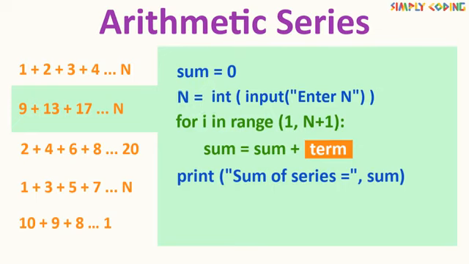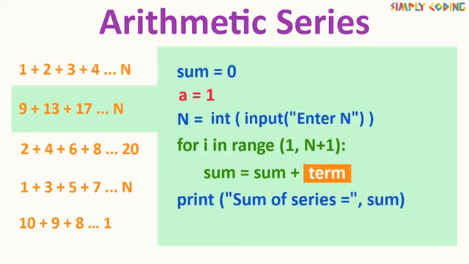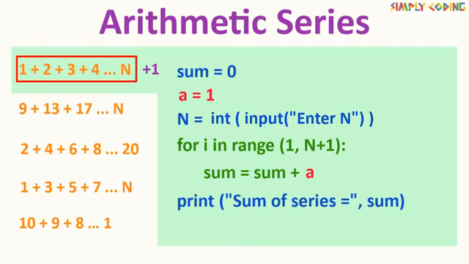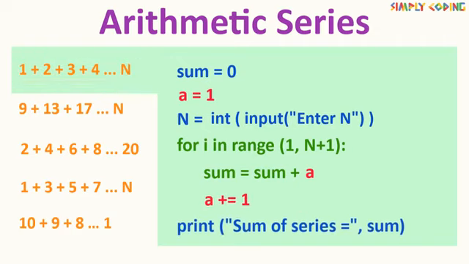We will use a new variable a to represent each term of our series. a will have an initial value of whatever is the starting number of the series. Like in this case, it is 1. Inside the loop, we will just add a to sum every time as a is our term. Then we check what each term of the series is getting incremented by. Here the series is incremented by 1, so I will add a plus is equal to 1 to get the next term of the series for the for loop.